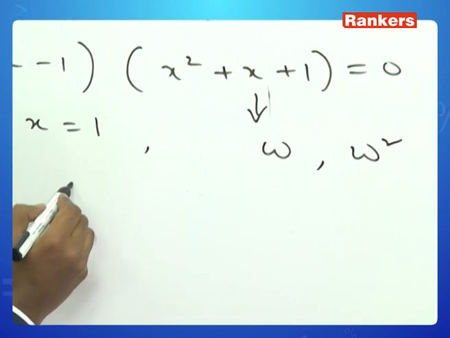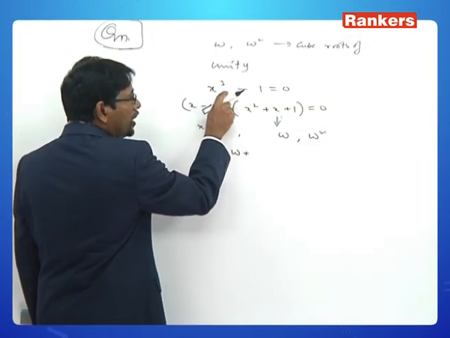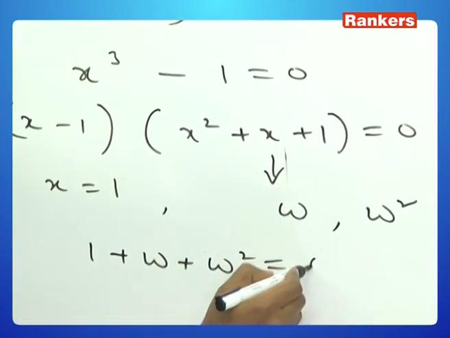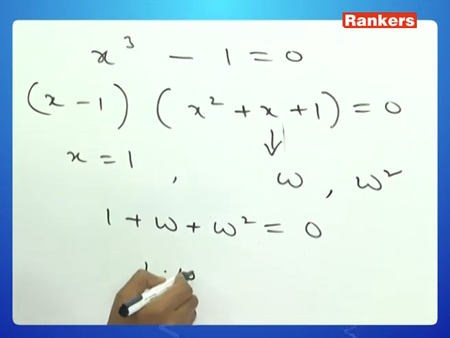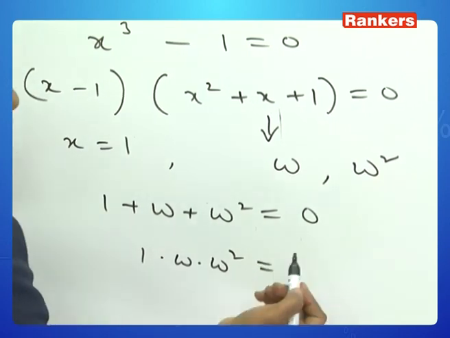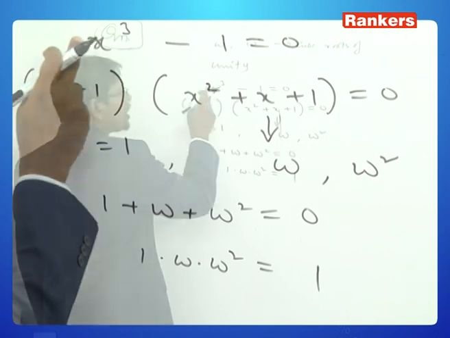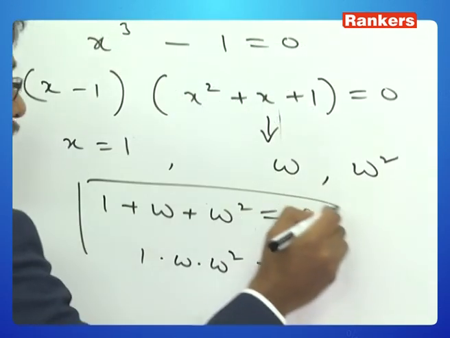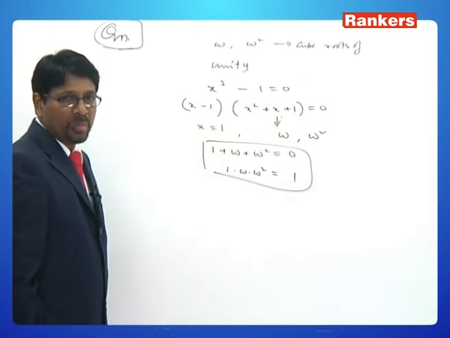Clearly, omega plus omega square: what is the coefficient of x here? It's 0. So the sum of the roots will be 0. And what is the product of the roots? Omega into omega square is minus of minus 1, that is equal to 1 there. Even otherwise, omega is a root of this, so omega cube has to be 1. So these are the two relations that we have for omega and omega square.